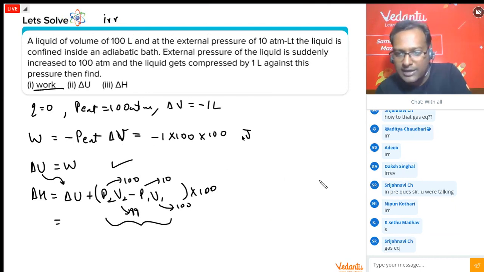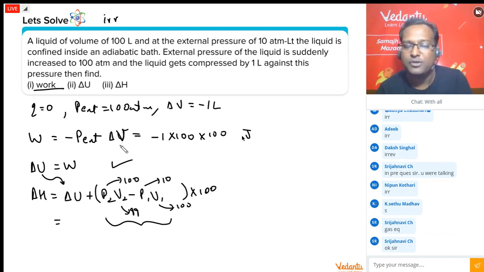How to use that gas equation? I didn't use the gas equation anywhere because it is a liquid. I cannot use the gas equation anywhere. It was a liquid, and work done equal to minus P external delta V is not a gas equation. It came from F dot ds only, so that could have been a liquid, gas, anything. Is this what you were talking about?